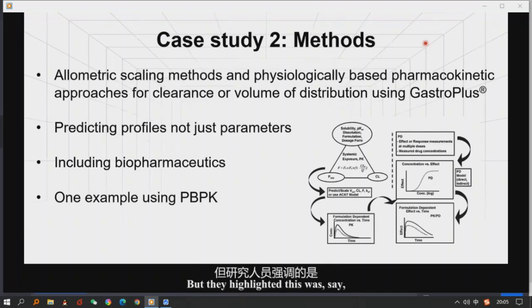But they highlighted, and this was say back in 2009, that they were predicting profiles, not just parameters, because at that time there was a big focus on parameters and people weren't routinely predicting profiles. Also, back then, these type of predictions did not always factor in biopharmaceutics, but this example in this manuscript does. And if you look on the right-hand side of this slide, you'll see the schematic, the flow diagram of the approach that they applied for this particular example.